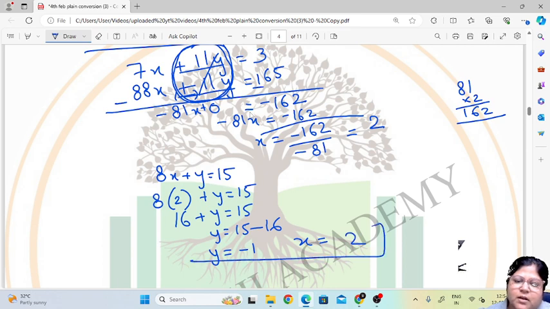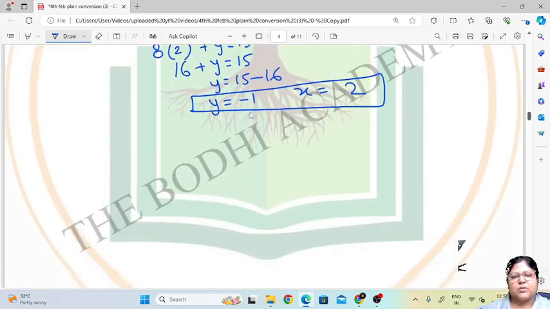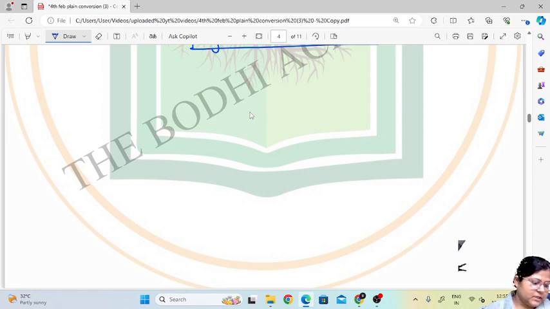So these are the two variables' values: x equals 2, y equals minus 1, by the elimination method. Now we will be solving 32b by the substitution method.